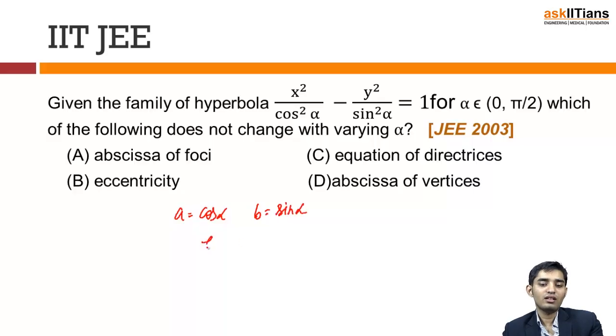So what will be eccentricity? Eccentricity we can find out by using this relation. So this is 1 plus b square by a square. B square by a square is tan square alpha. This is nothing but sec square alpha. So eccentricity will be sec alpha.